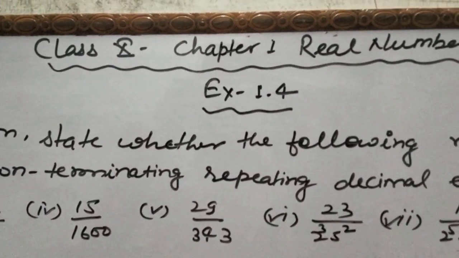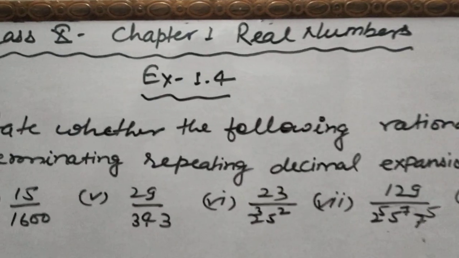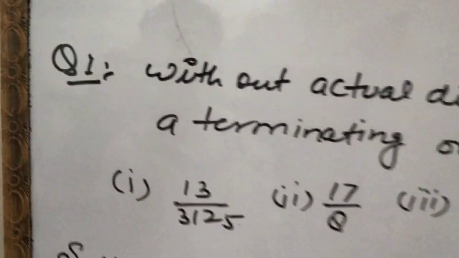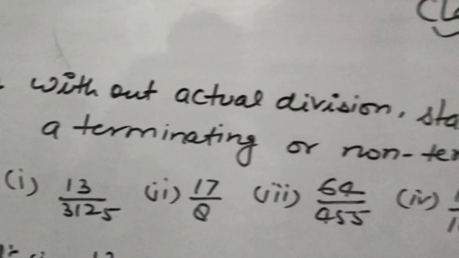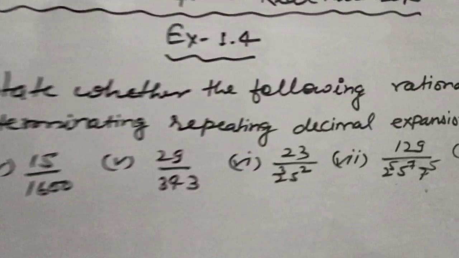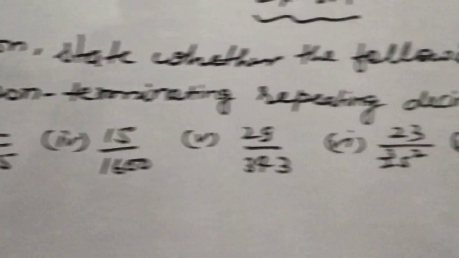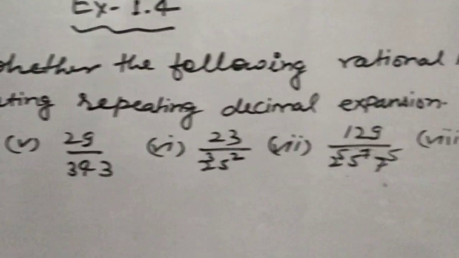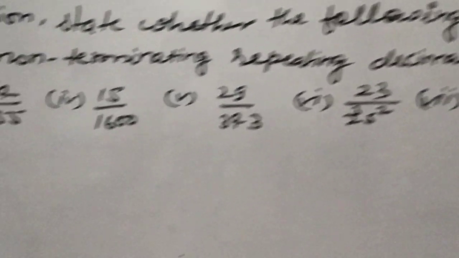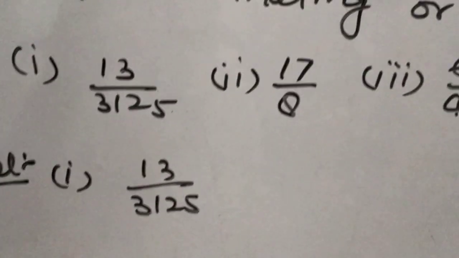Today we will start with the first chapter of class 10th, Real Numbers, exercise 1.4. Your first question is on the screen. Without actual division, state whether the following rational numbers will have a terminating or non-terminating repeating decimal expansion. Your rational numbers are given here.